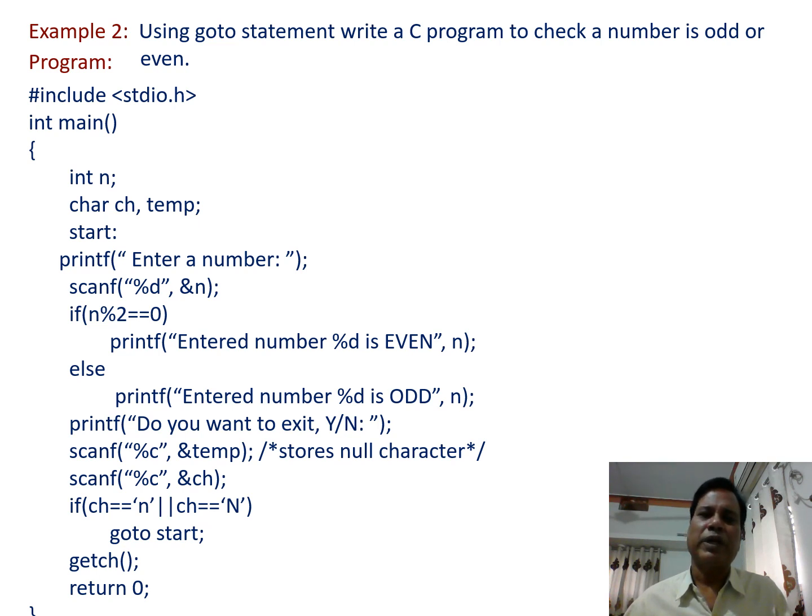This message is printed, whereby the user enters the number that is taken in and is stored in the variable n. Again, the remainder is found by dividing the number by 2, and if the remainder is 0, we display the message that the number is even. If the remainder is 1, we display the message the number is odd. So again printf, do you want to exit?